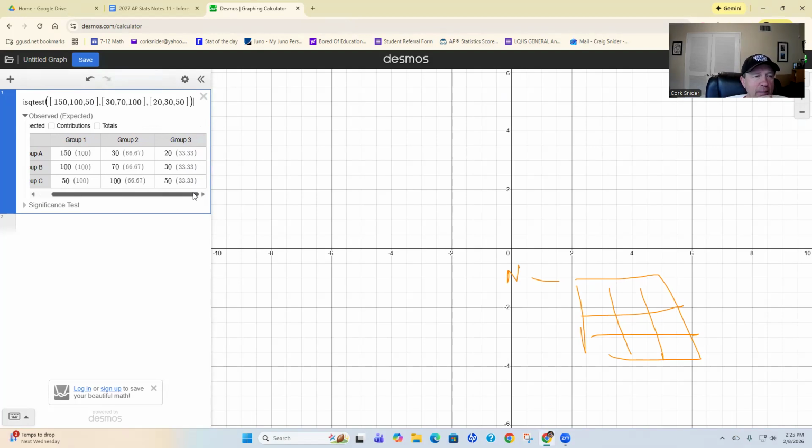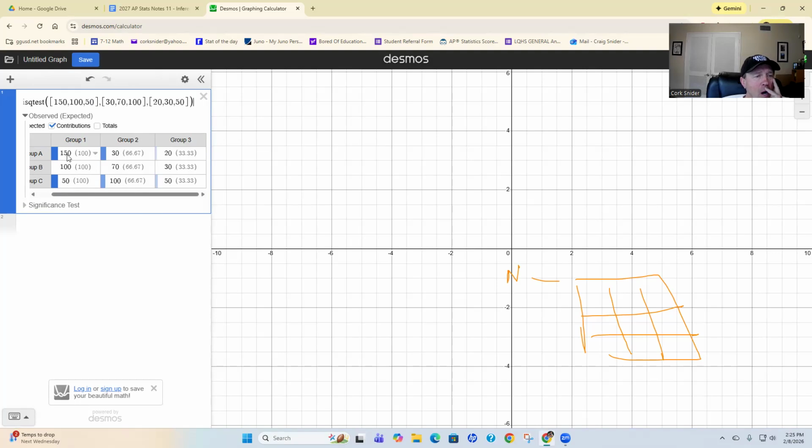So you actually end up running the test and you see all the expecteds are bigger than 5, right? There's 33, 66, and 100. That makes sense to you. Those are all bigger than 5, so we have enough of that. The contributions is kind of cool. You can see that this middle row is coming in exactly as expected. Group A has a couple of them that are very different than expected, and group C has one that's really different than expected.